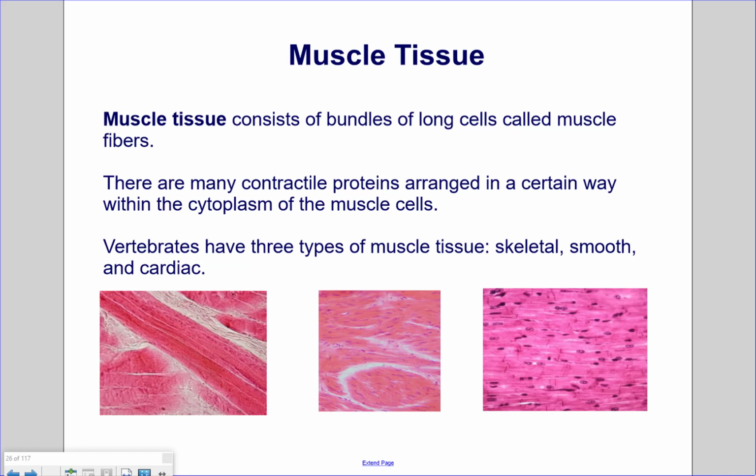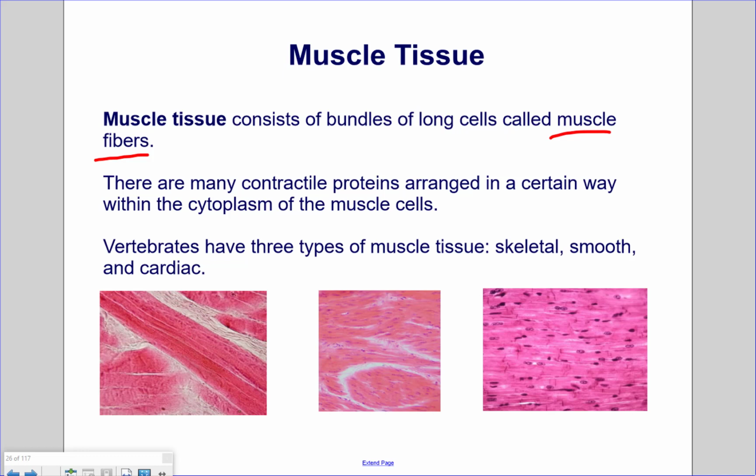Muscle tissue. Muscle tissue consists of bundles of long cells called muscle fibers. With the exception of nerve cells, these are some of the longest cells in the body. Some of them will run the length of an entire muscle. So the sartorius muscle in the thigh is almost 2 feet long. Muscle fibers within that muscle may be about that long as well.